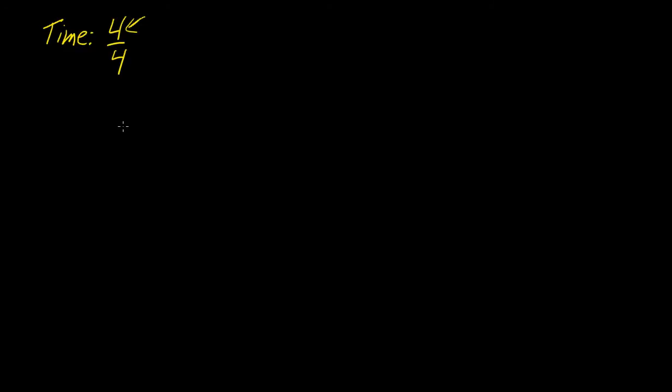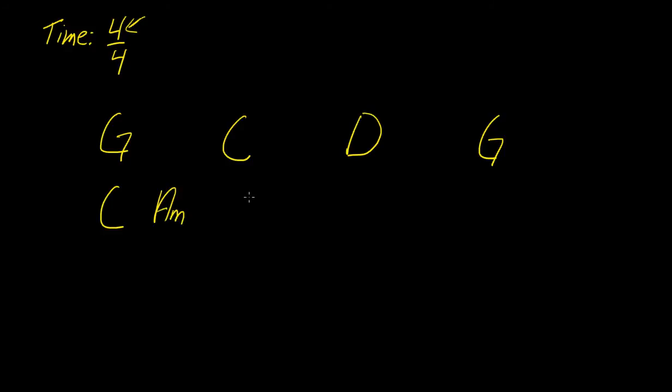So once again, we're in the key of G. Let's say the chords went something like this: G, C, D, G. But let's say it gets a little more complex. It goes to C, A minor, C, D, G. So as you can see here, it's a little crowded.